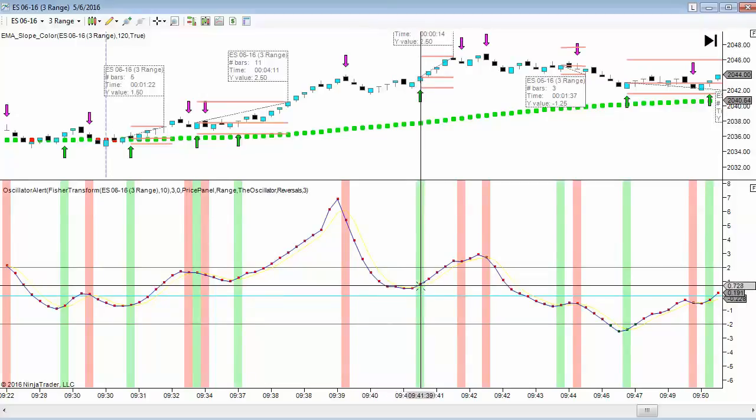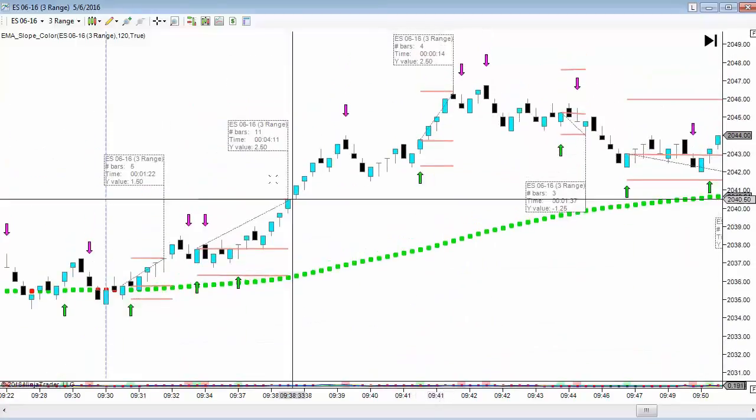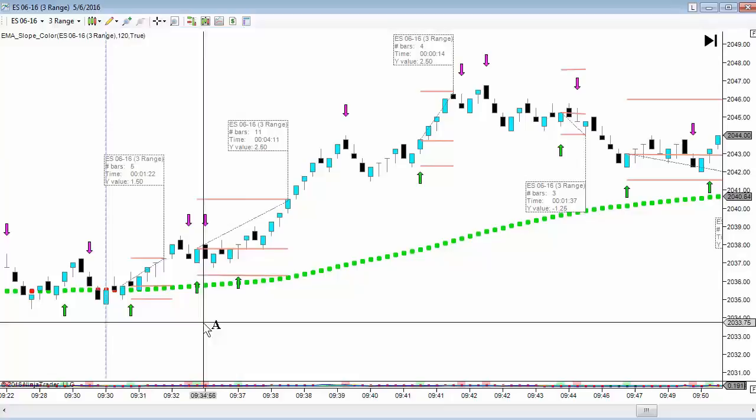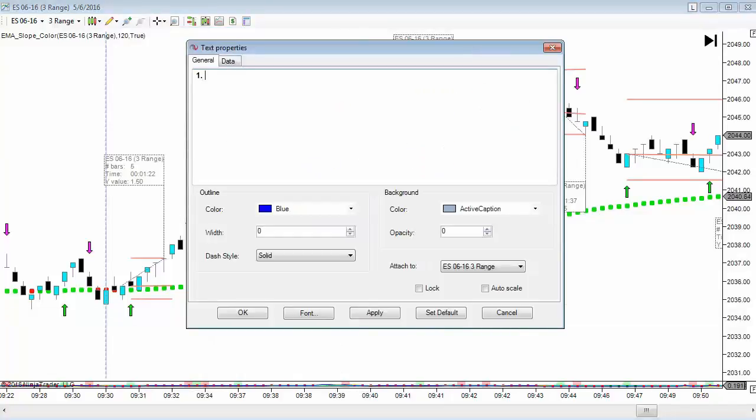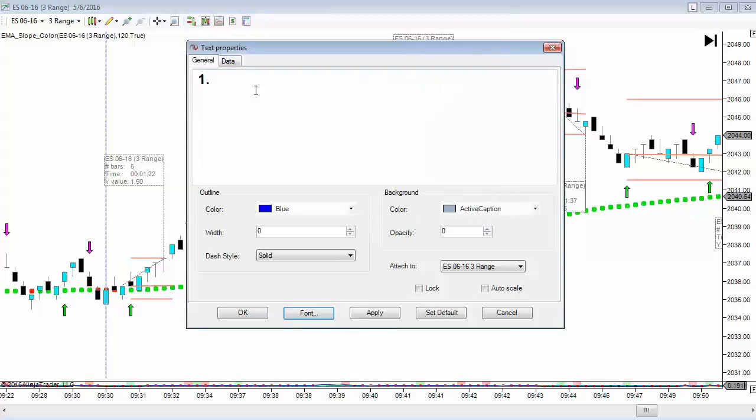Those curls are where a lot of opportunity can present themselves, as you're about to see here. So let's put together a pretty simple trading plan. Rule number 1, we're only going to take trend signals. So if the EMA is up, we're only going to take up arrows. And similarly, if the EMA is down, we're only going to take down Fisher Transform Oscillator Alert signals.